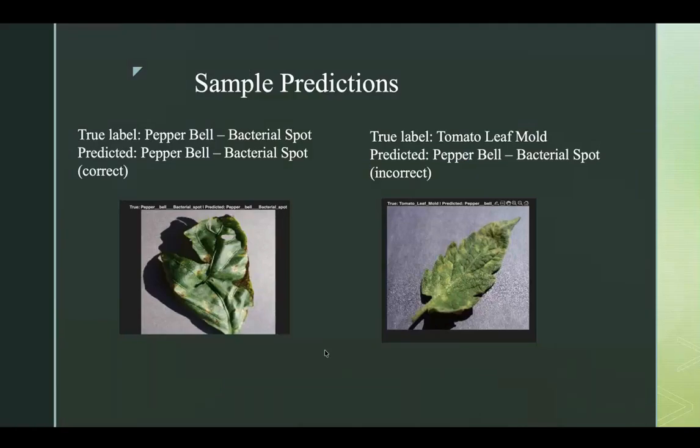Sample predictions. Here we can see two examples from our prediction set. In the first example, the model correctly predicted a pepper bell bacterial spot leaf. The features on the leaf were clear and distinguishable. In the second image, a tomato leaf mold was misclassified as a pepper disease. This might be due to the leaf looking very similar in shape and texture to a pepper leaf in some classes. These examples help us understand what improvements are needed.